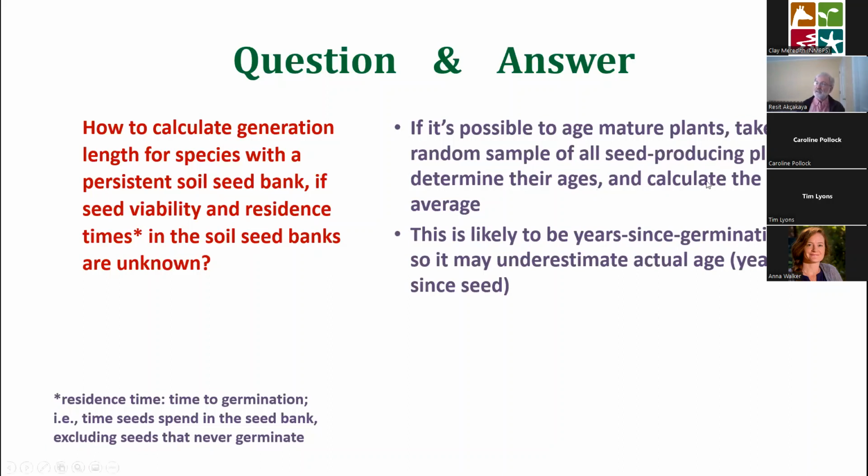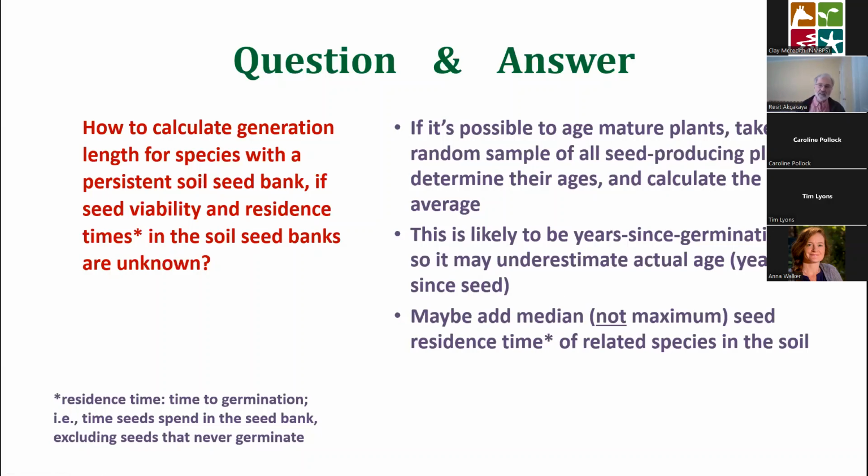But this is likely to be that age that we calculate is years since germination, not years since the seed was deposited, right? So we are missing that part from seed to germination. So it may actually underestimate actual age, which is missing the years since seed. And this is difficult if we don't know seed viability and residence times. However, we can use information from related species and add the median residence time of related species in the soil.